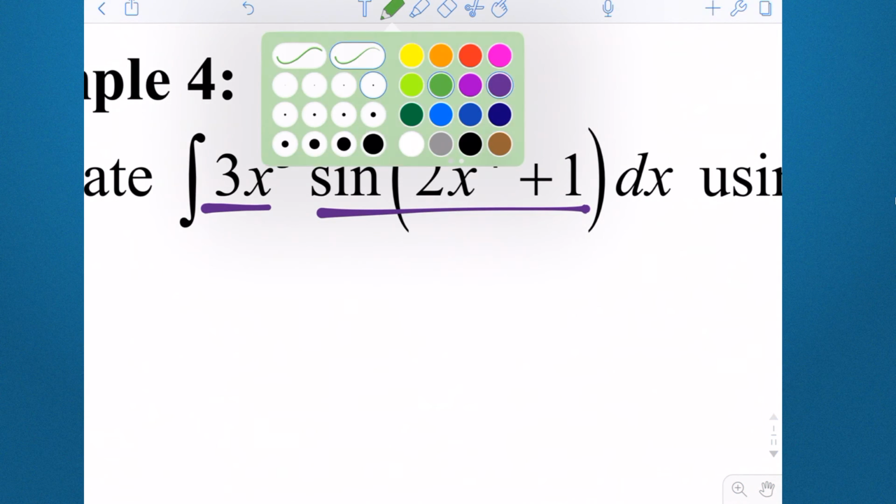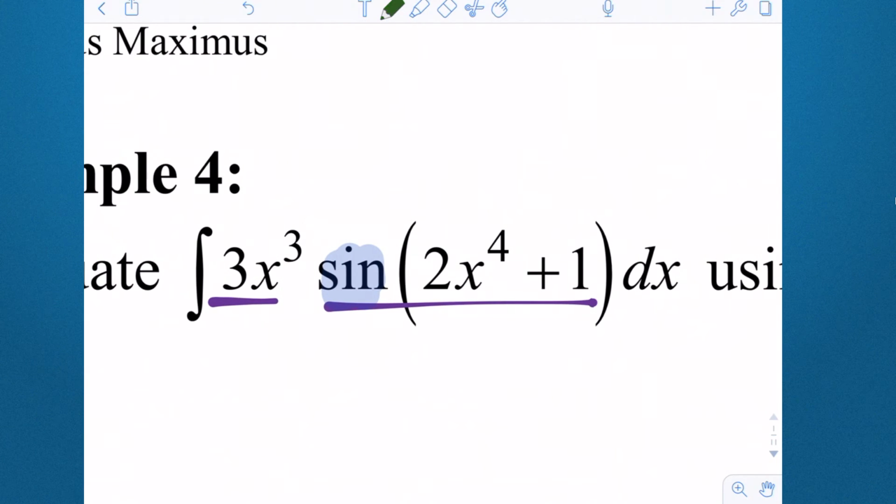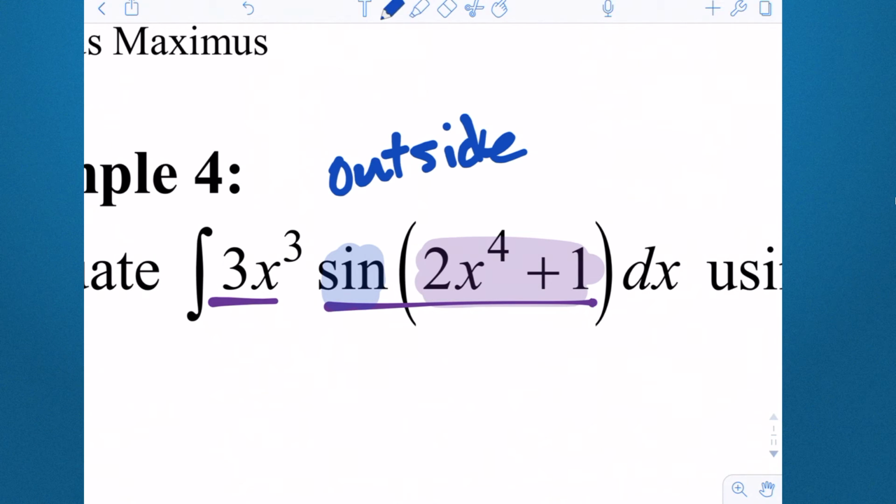Well, let's see. The outside function, I guess, could be sine, right? That's your outside function. I mean, you walk up to the problem, it's like, hello, sine. So that's your outside. You don't even have to label them. So I will for now. And so what's inside the sine function? 2x to the fourth plus 1. So that's what we would call the inside function.